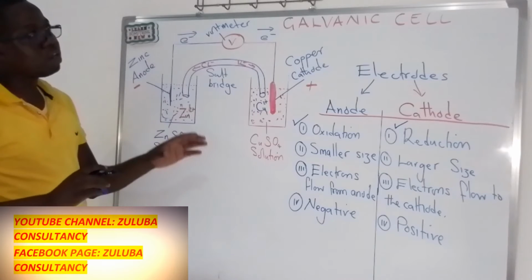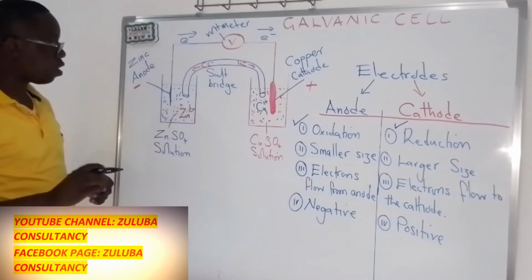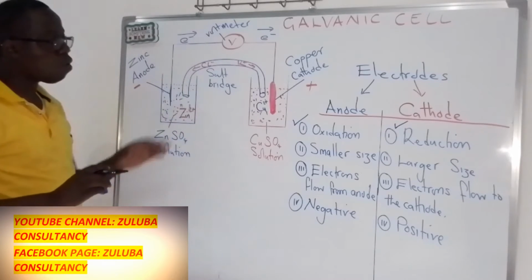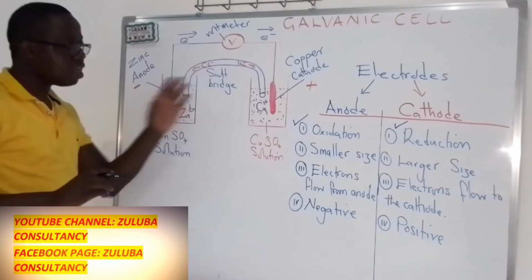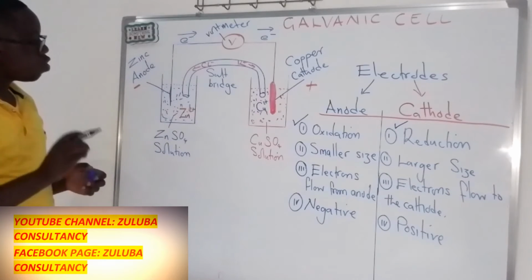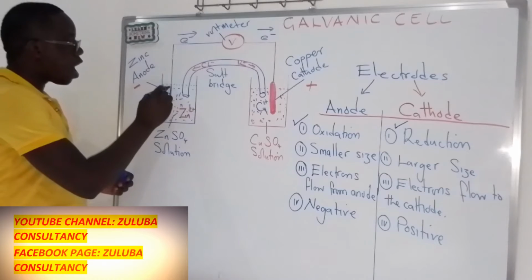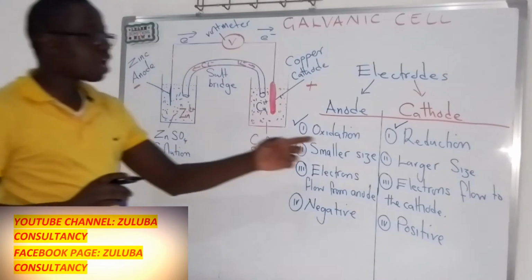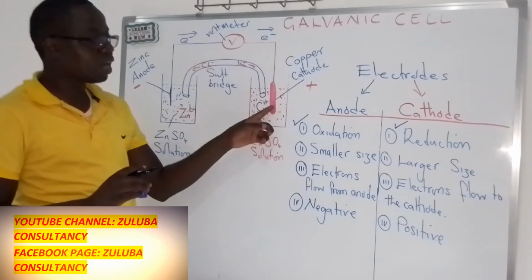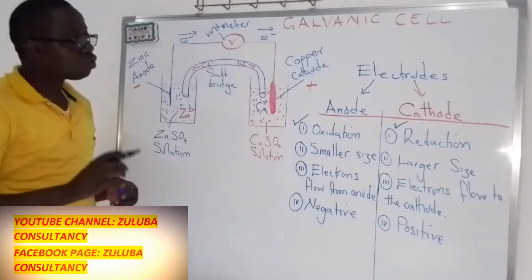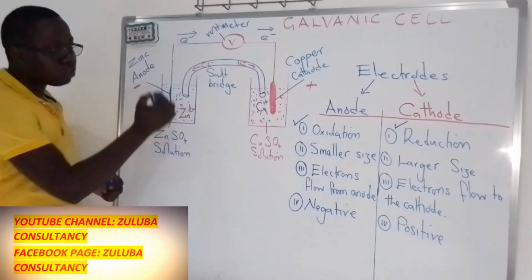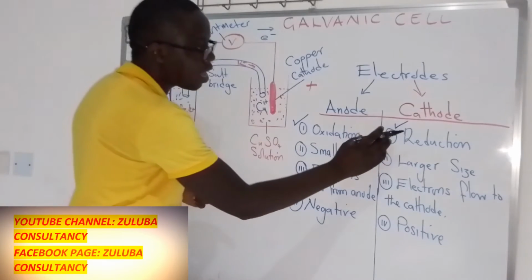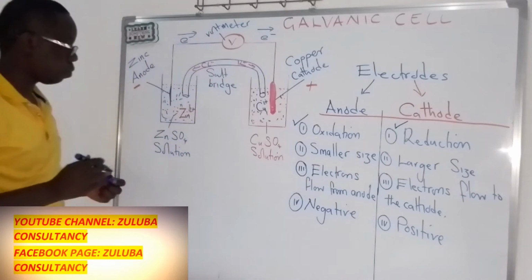What else do we need to know about the anatomy of the galvanic cell? When the reactions are taking place in this galvanic cell, you will notice that the anode becomes smaller while the cathode becomes larger in size. So in the galvanic cell, the anode is smaller as the reaction is proceeding, while the cathode becomes larger.